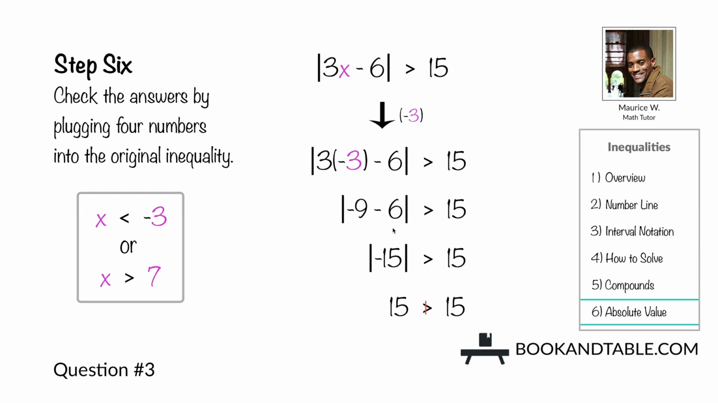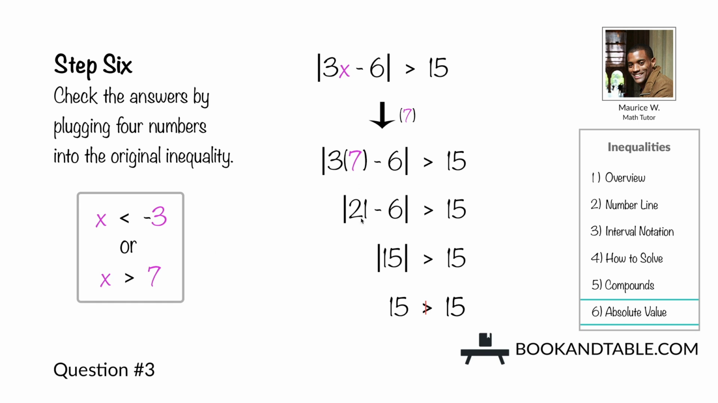And when we plug in negative 3 for x, we get 3 times negative 3, which is negative 9. Negative 9 minus 6 is negative 15. And the absolute value of negative 15 is 15, giving us the false statement 15 is greater than 15. So by plugging in negative 4 and negative 3, we see that this interval is correct. And now we want to test x is greater than 7. So we'll plug in 7 to make sure that does not work. And then we'll plug in 8 to make sure that does work.